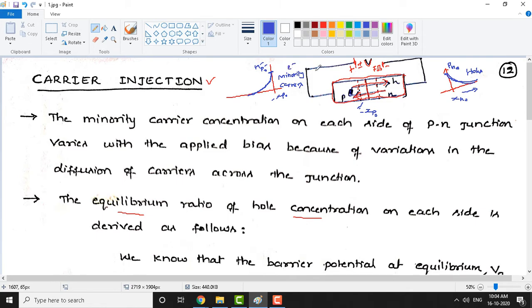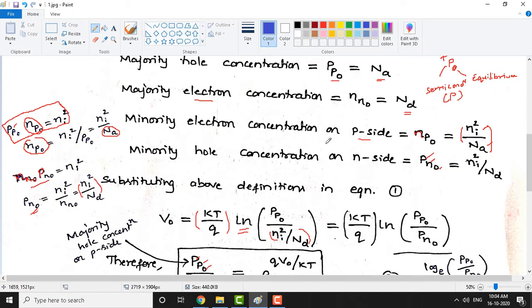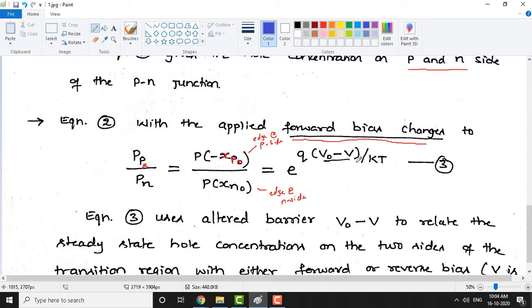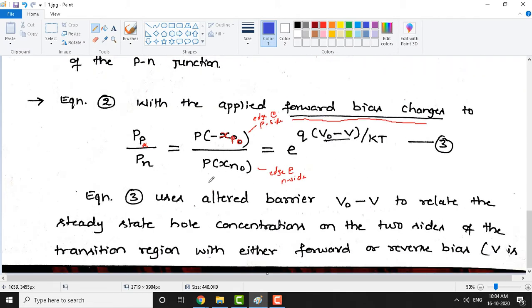Okay, all right. I think we have covered sufficient points there, and let us see what we can do further. So, I'll just save this. This material needs to be preserved. So, equation 3 uses altered barrier. So, this is the altered barrier, which is V naught minus V, to relocate the steady state hole concentration on the two sides of the transition region with either forward bias and reverse bias.